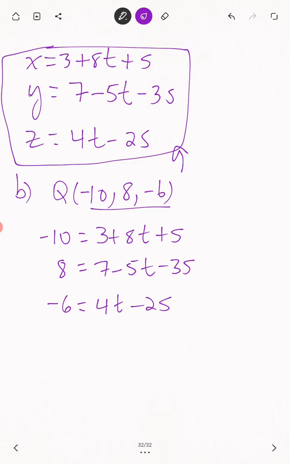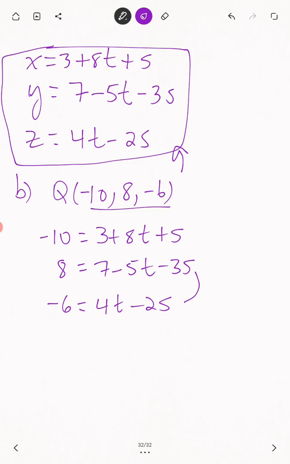Now we have a system of 3 equations with 2 unknowns. We know that we can solve any system that has the same number of variables as equations, and so therefore we can definitely solve for s and t because we have one extra equation. So we can choose to use any 2 of these equations.